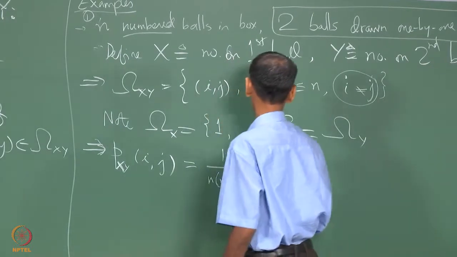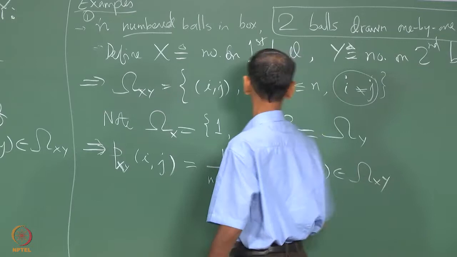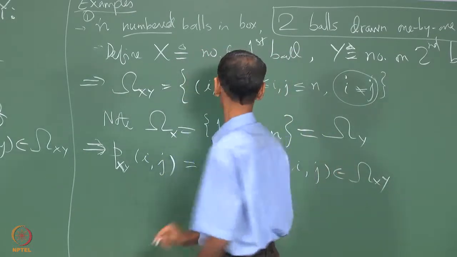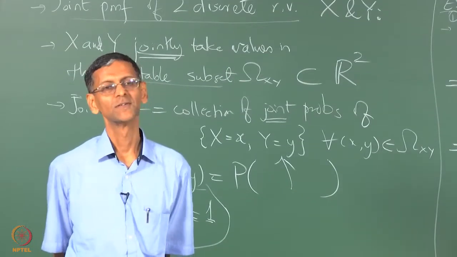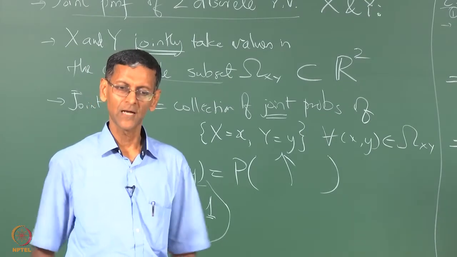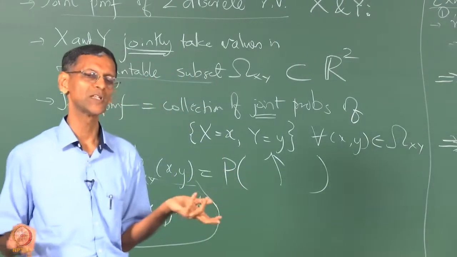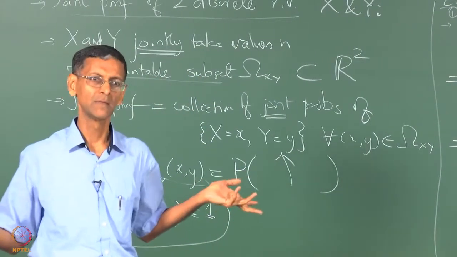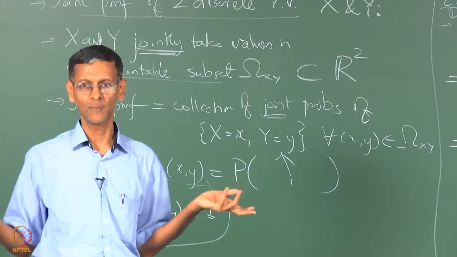for all pairs i, j in omega xy. How do I know this? It's obvious, or not so obvious? We have done this earlier. You draw the first ball, and conditioned on that, what is the probability that x equals i? 1 by n. So given that x equals i, what is the probability that y equals j? For j not equal to i, it will be 1 by n minus 1.